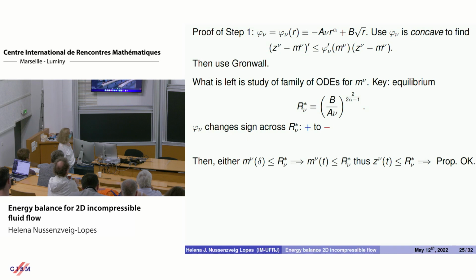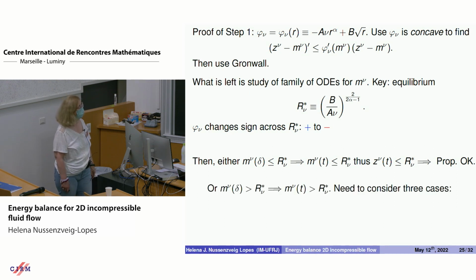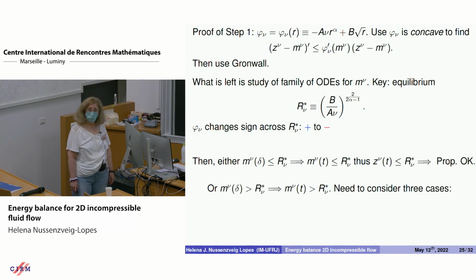So what this means is that if you start above the equilibrium, you go towards the equilibrium. If you start below, you again go towards the equilibrium. Okay? And this is going to give you that Z is bounded by the equilibrium if you started below. And if you started above, Z is below M, but M is going to travel towards the equilibrium.